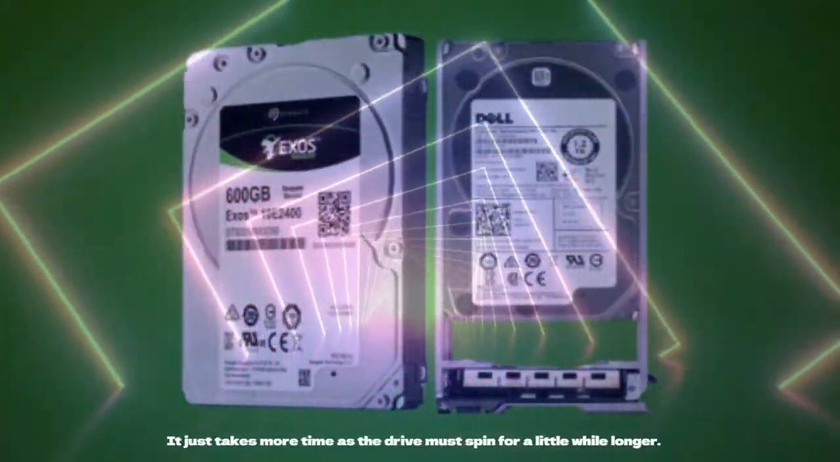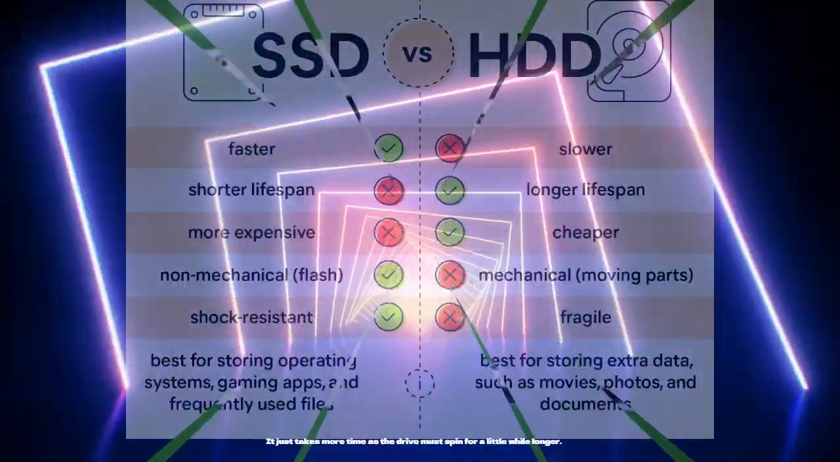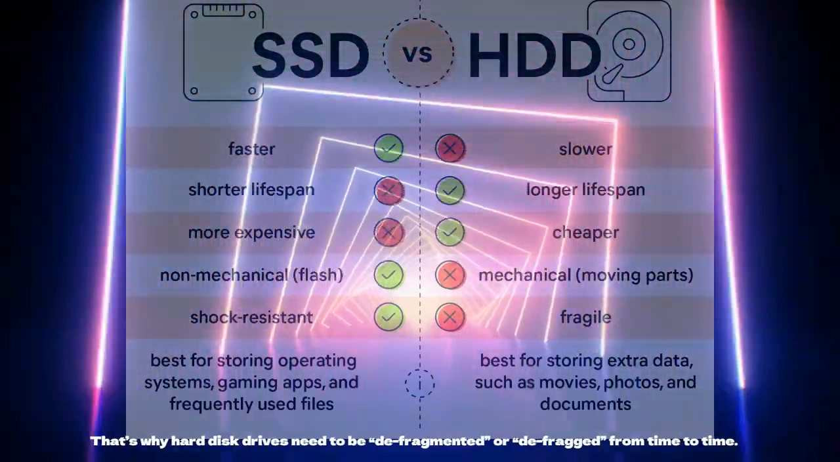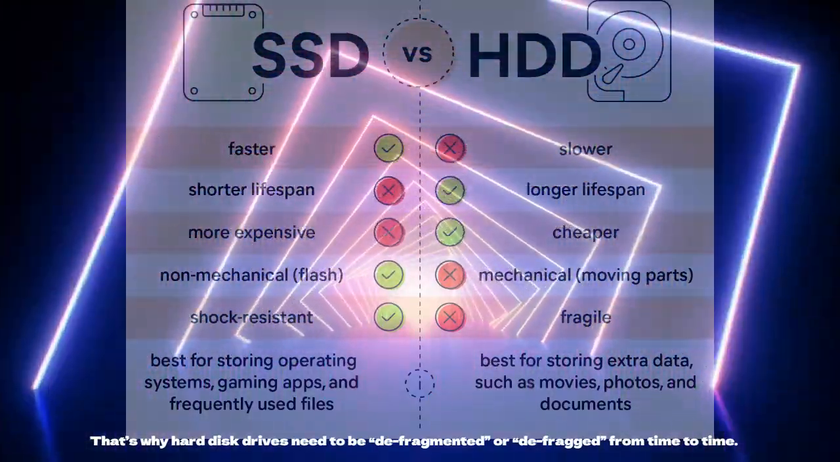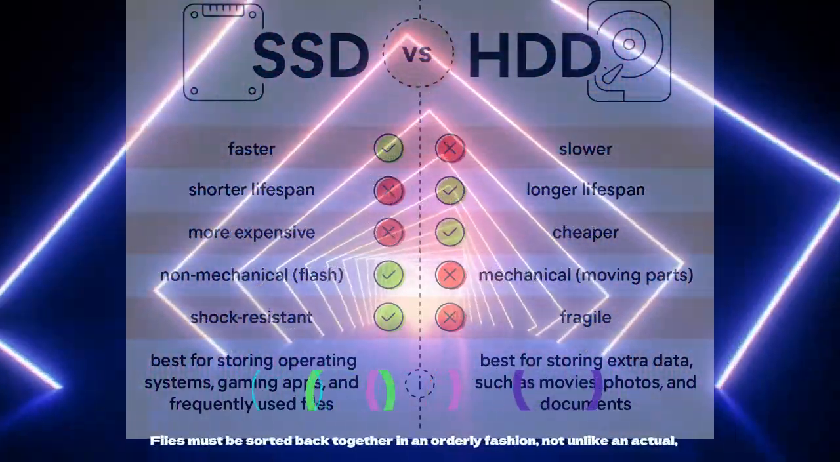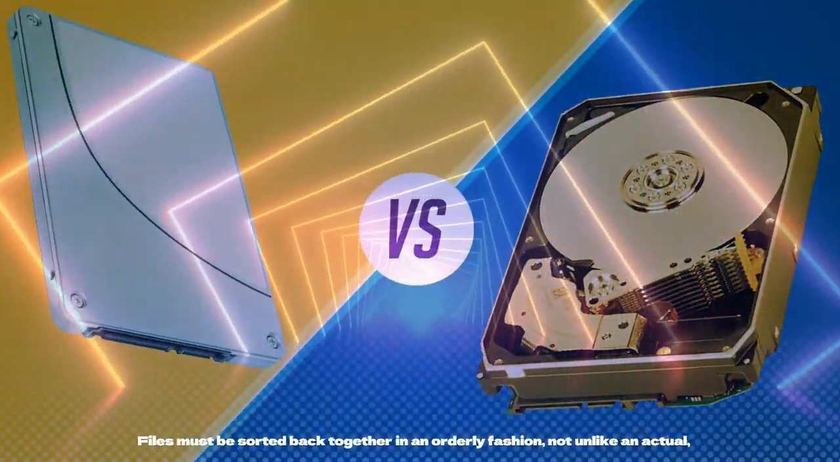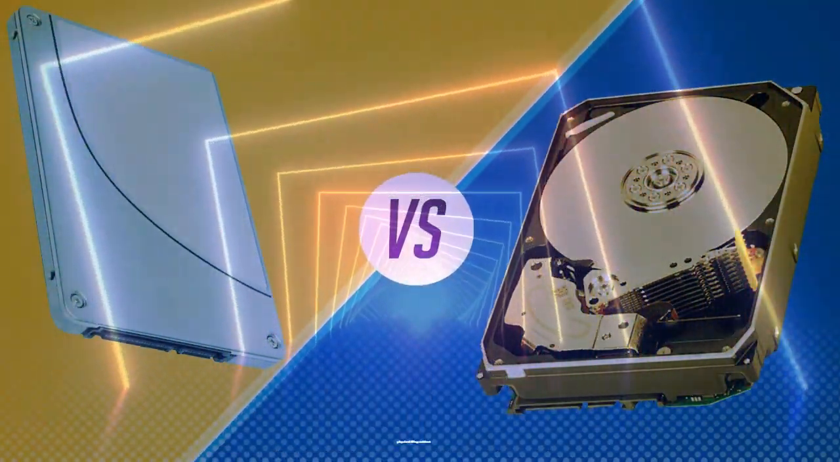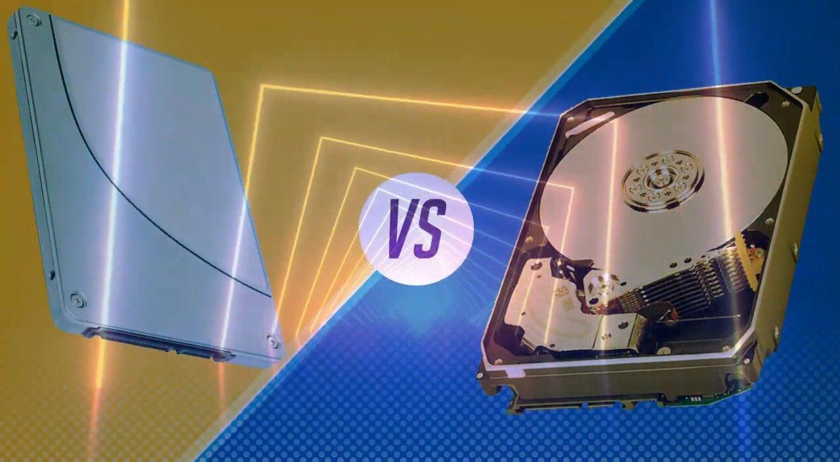It just takes more time as the drive must spin for a little while longer. That's why hard disk drives need to be defragmented, or defragged, from time to time. Files must be sorted back together in an orderly fashion, not unlike an actual filing cabinet.